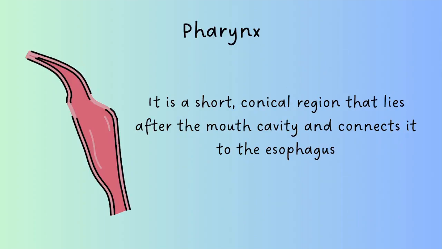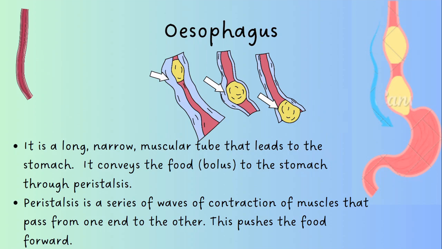Next we have the pharynx. It is a short conical region that lies after the mouth cavity, and it connects the buccal cavity to the esophagus. Then we have the esophagus. It is a long narrow muscular tube that leads to the stomach, and it conveys the food, that is the bolus. Bolus means the food which is mixed in the saliva. It conveys that bolus to the stomach through peristalsis movement.